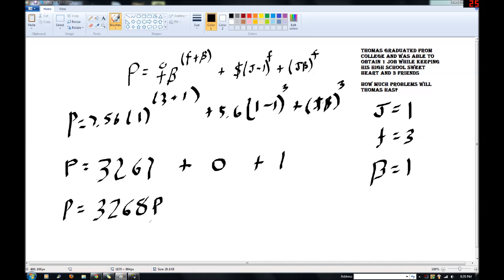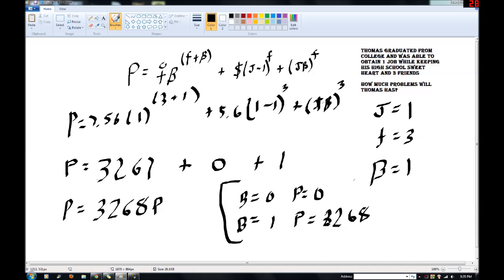Now, I don't know about you guys, but let's go ahead and look at the math here. Whenever Wallaby had 0 bitches, so beta equals 0, he had 0 problems. Whilst whenever Thomas here, the poor sap, had 1 bitch, which he denoted as his high school sweetheart, he had a shit ton of problems later on in life. And like I said, this has been calculated with life engineers, and this is a relative prediction right here.